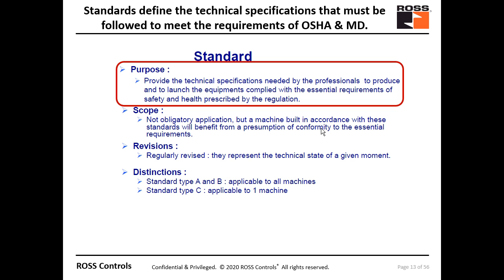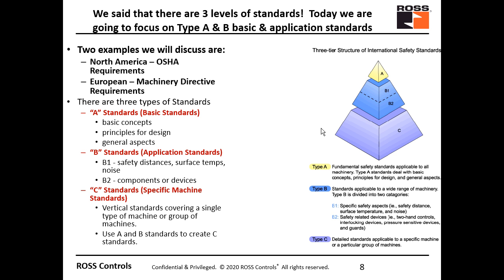Those requirements are published in the standards. The standards are the technical specifications that tell professionals how to implement safety solutions to make their machines compliant. And we said there were 3 types of standards, and there were C-type standards for specific machines. I'm going to use a machine today that has a little bit of everything, so there's not a direct C standard for it. So we will be applying A and B standards in determining the right risk reduction measures for this machine.